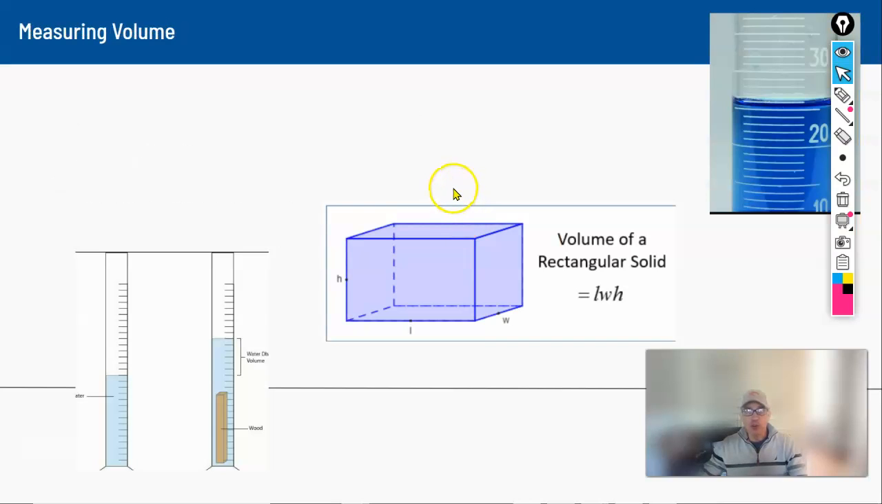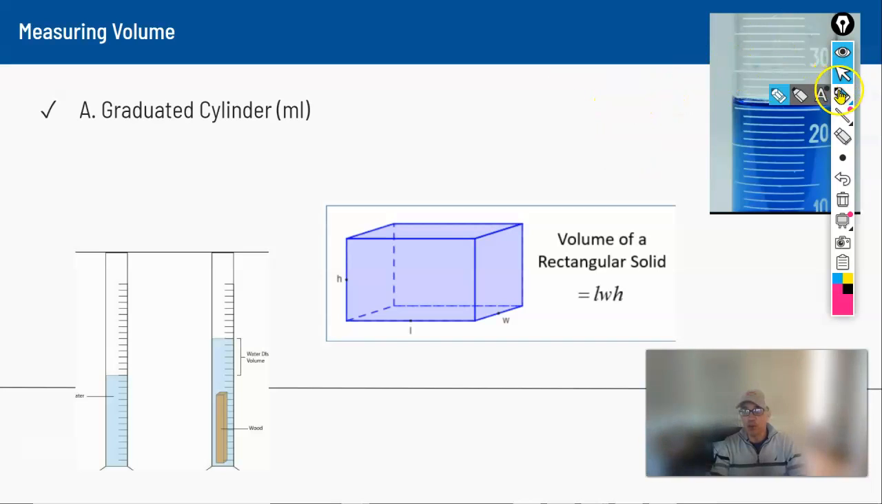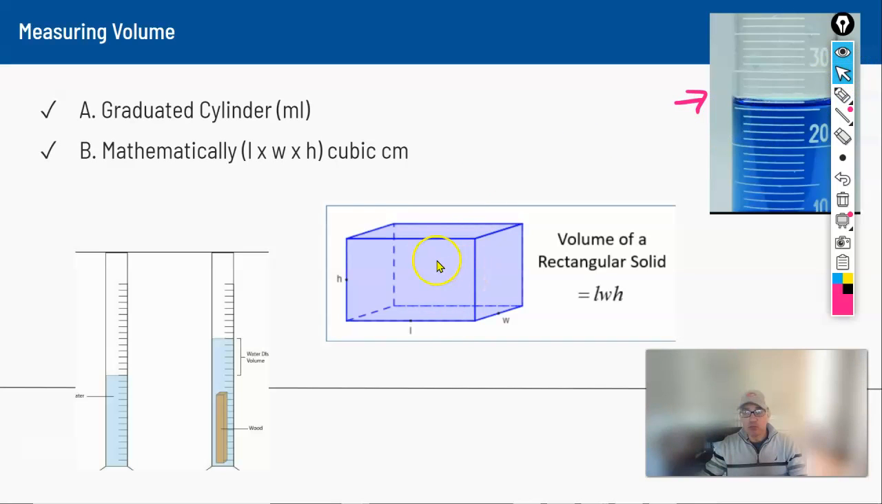If we want to measure volume, we can do it in a few ways. If we've just got a liquid, we can pour it in a graduated cylinder, and we've got our volume calculated. If it's some type of regular solid, particularly a rectangle, we have formulas for that. Mathematically, length times width times height would give us the cubic centimeters. If we were measuring in centimeters, we would get a measurement in cubic centimeters because we would multiply those three things together. So length times width times height.